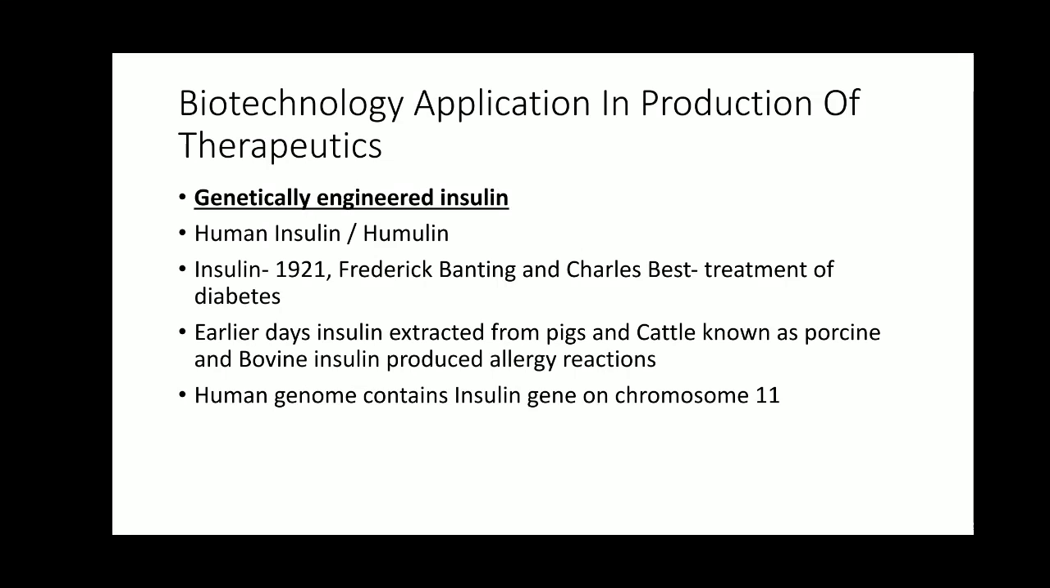So, how is this insulin produced? For any protein to be produced, the basic thing is the gene. A gene is expressed, then it is transcribed and translated to form the protein. The insulin gene is present on chromosome 11 in our human genome, at the top of chromosome 11.